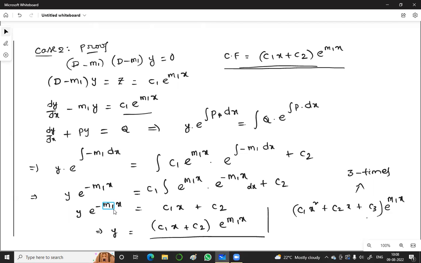Now for case 1 and case 2, we have done two problems and we have seen the proofs for each one. Now we will solve problems under case 3 and case 4 in the next session.